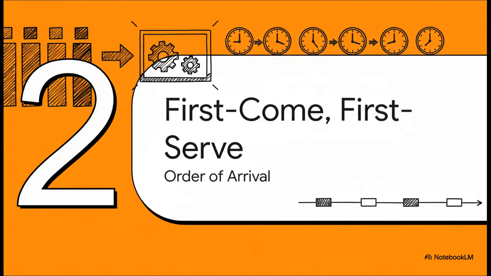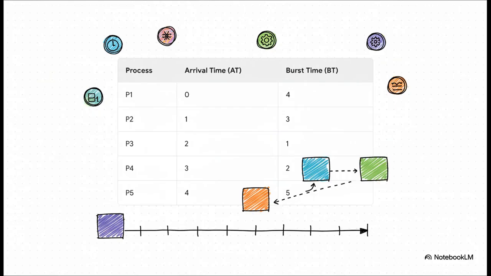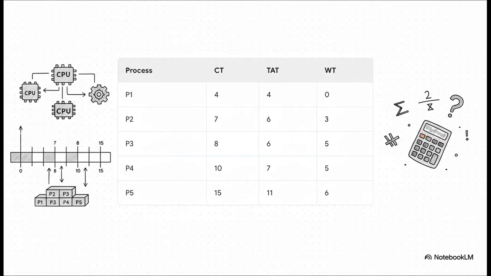All right, let's kick things off with the easiest one of the bunch. First come, first serve, or FCFS. And it's exactly what it sounds like. We just process the jobs in the exact order they show up. So, here's our first problem set. We've got 5 processes, P1 through P5, each with its own arrival time and the burst time it needs. What we're going to do now is build a Gantt chart step by step just based on who got in line first.